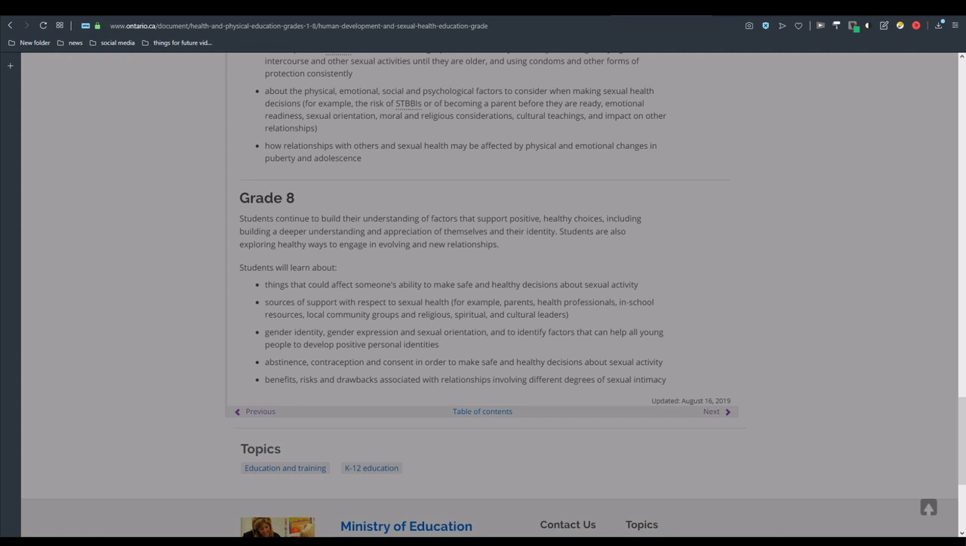Now the quote, abstinence, contraception, and consent in order to make safe and healthy decisions about sexual activity. I'm concerned that this is going to be teaching abstinence as a form of contraception, which has been demonstrated in the US to not work. That's my concern with that.